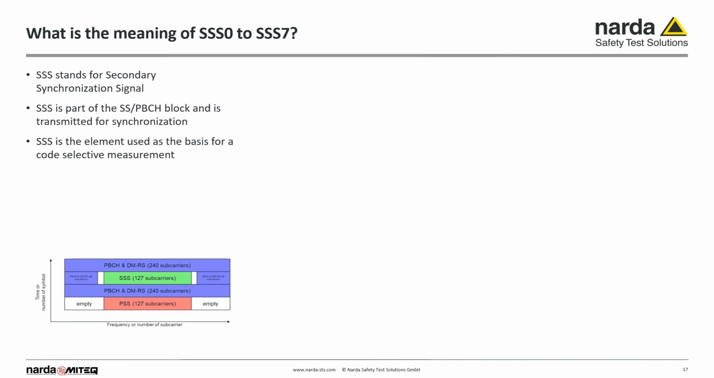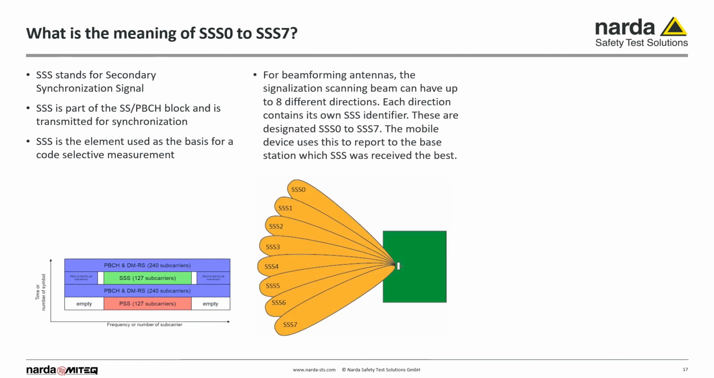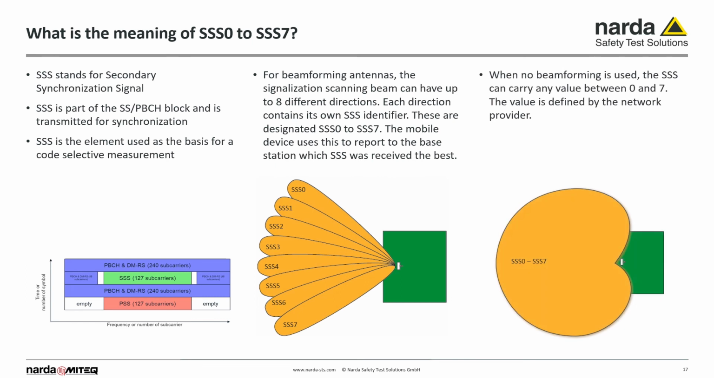What do SSS 0 through SSS 7 mean? SSS stands for Secondary Synchronization Signal and is a part of the SS/PBCH, which distributes basic information within the cell. This signaling can be radiated within a segment with or without beamforming. If beamforming is active, the beam can be projected in up to 8 different directions, one after the other. Each of these is assigned an index. That is the value SSS 0 through SSS 7. Without beamforming, the provider can assign the SSS any value between 0 and 7.